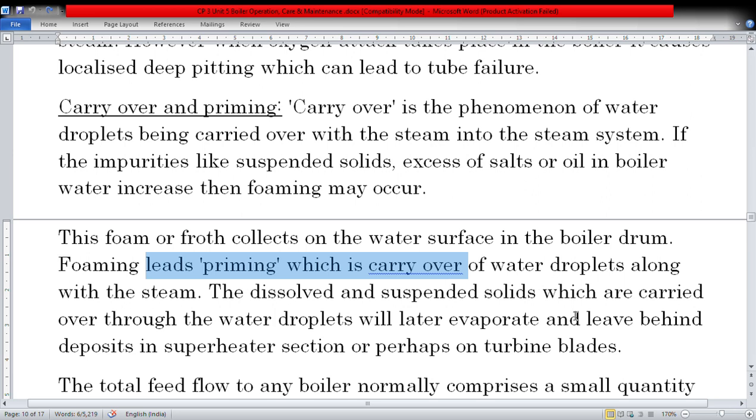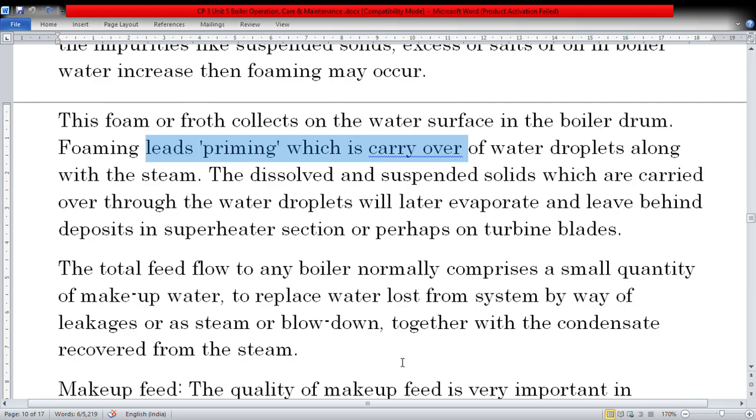The dissolved and suspended solids which are carried over through the water droplets will later evaporate and leave behind deposits in the superheater section or perhaps on turbine blades. Now if your ship, that is a VLCC or Suezmax, is running the COPT, the cargo oil pump turbine, we have covered differences between cargo oil pump turbine, alarms and all these things in a separate video. Please do watch the cargo oil pump turbine video. Perhaps the turbine blades will erode if that hits the blades of the turbine. So see, one problem is leading to other consequences and other problems, failure of machineries and all these things.